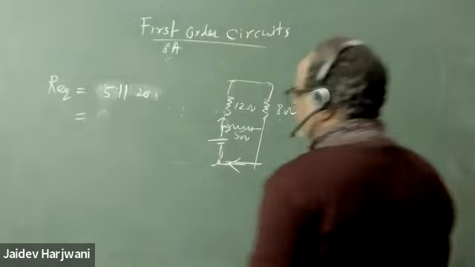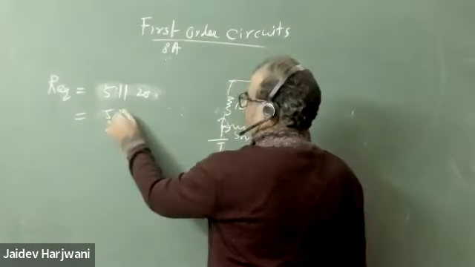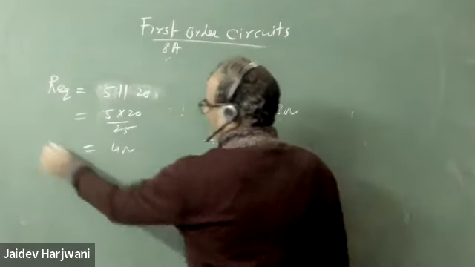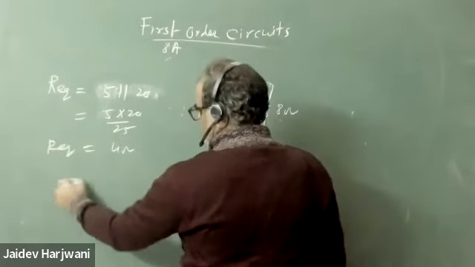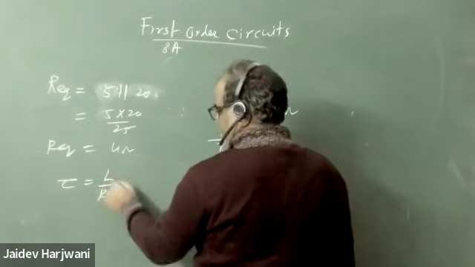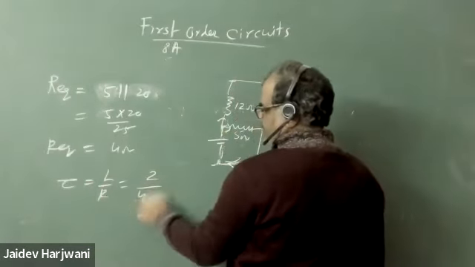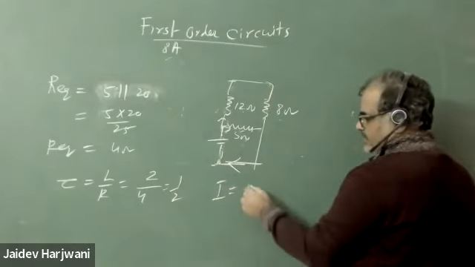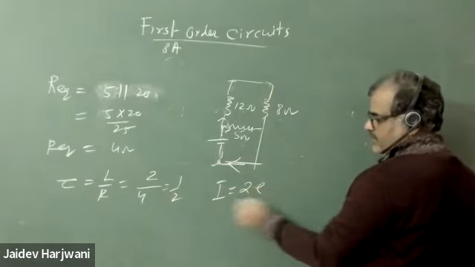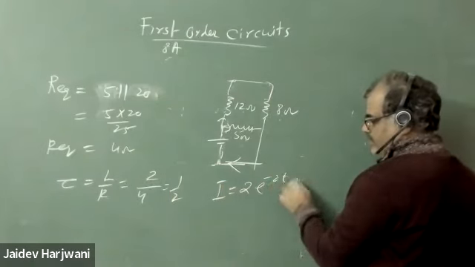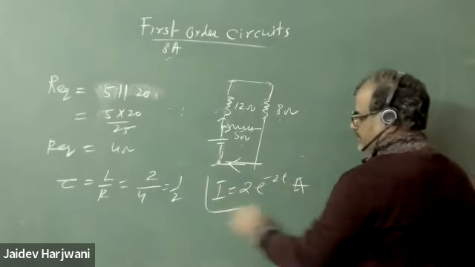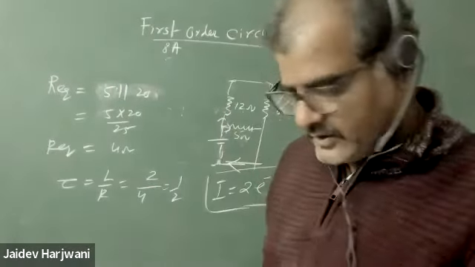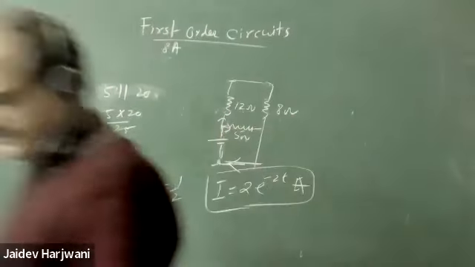Okay, so it's correct. This is 20 parallel 5, it becomes 4 ohm R equivalent. So your time constant becomes L upon R, so this is 2 Henry upon 4, 1 by 2. So my I becomes what? I is 2 e power minus 2t ampere. Let me check the answer. Okay, so this is the answer.